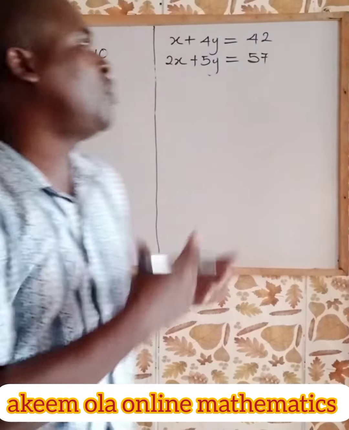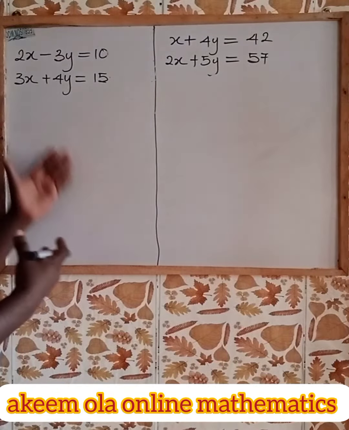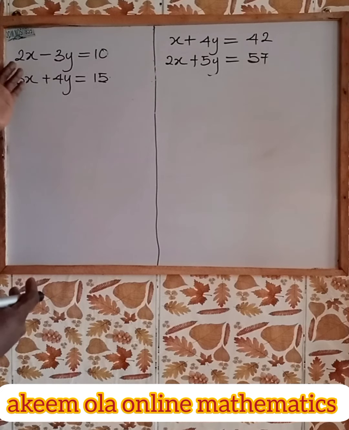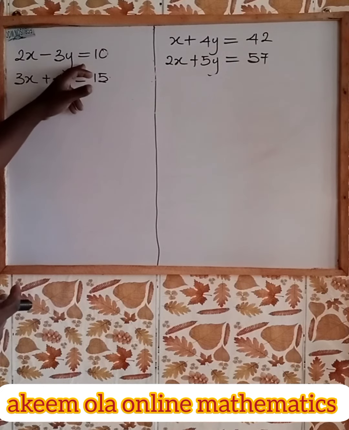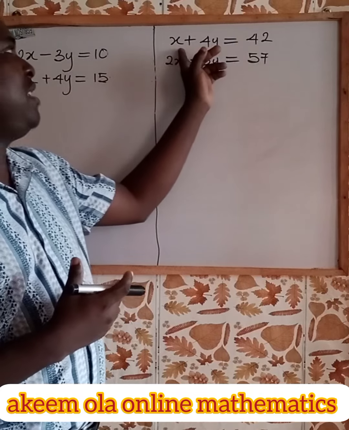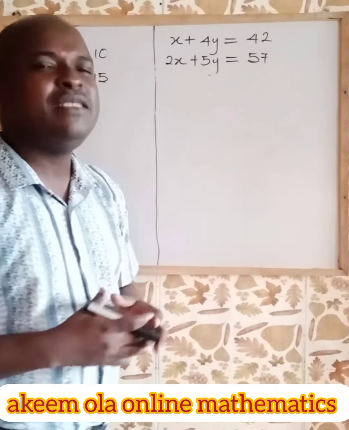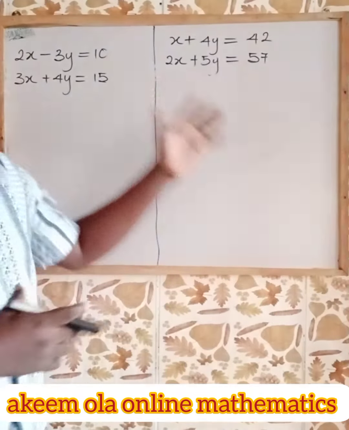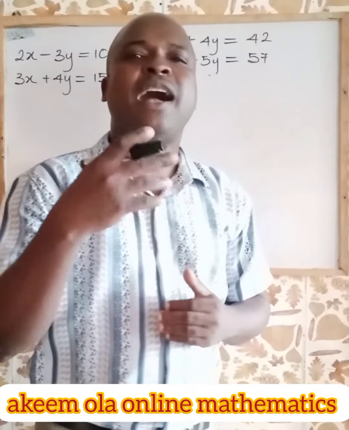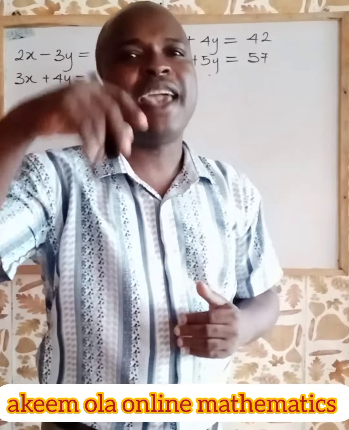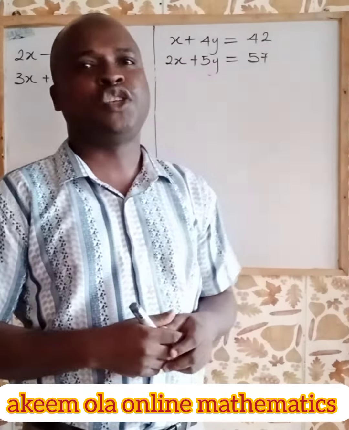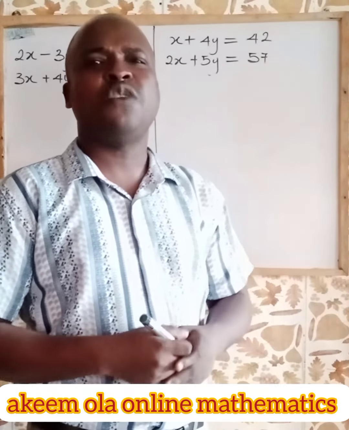For instance, let's consider the equation on the board. I have the first one here. You can see there is x, there is y. Consider the second one here. There is x, there is y. That means for us to solve these two equations, we are going to find the values of x and y in the two equations. How do we go about solving that?